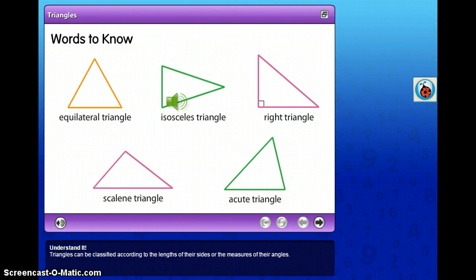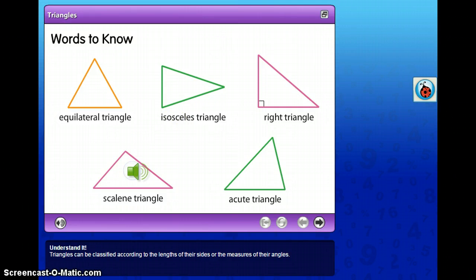Isosceles triangle. What do you know about the sides of an isosceles triangle? Dylan? One side is different, but the way we usually classify it is by saying we have two sides that are equal. Here and here. With an isosceles, there are two sides equal.